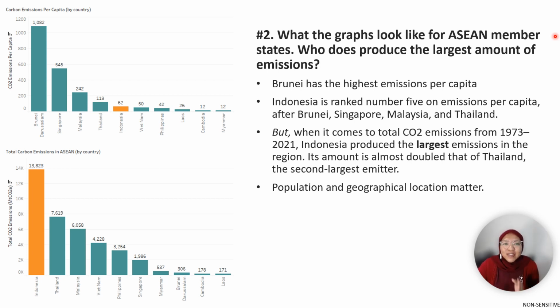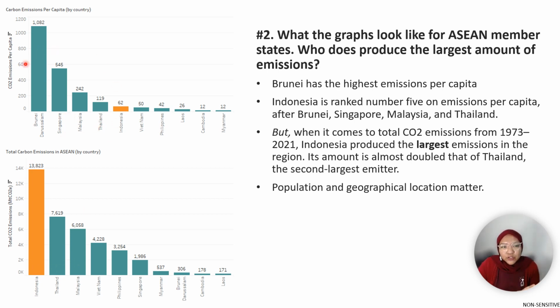Who does produce the largest amount of emissions? So I decided to filter the country data to cover the 10 ASEAN countries. The two bar charts that you see on the screen now capture the emissions from the 10 ASEAN countries. The one at the top is emission per capita, and the one at the bottom is total emission.